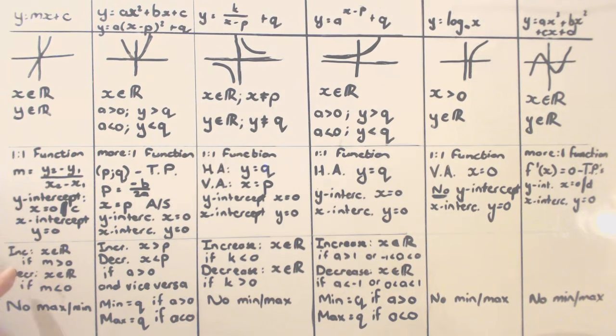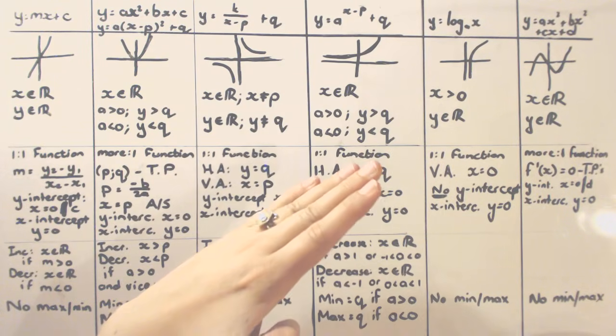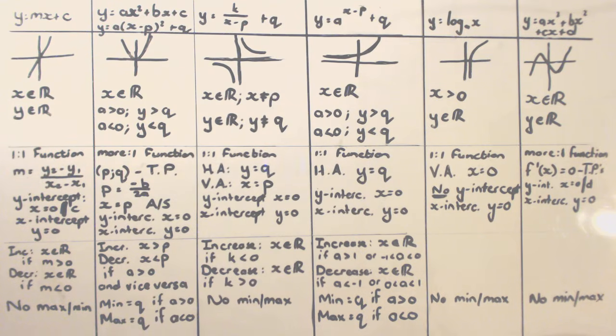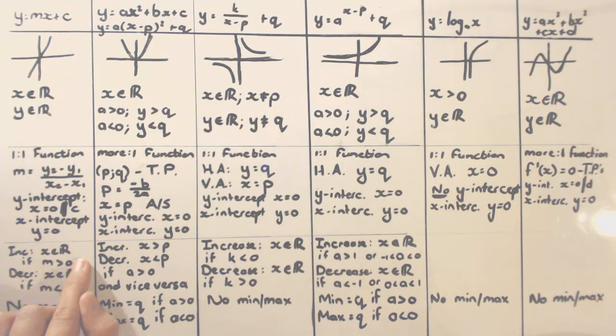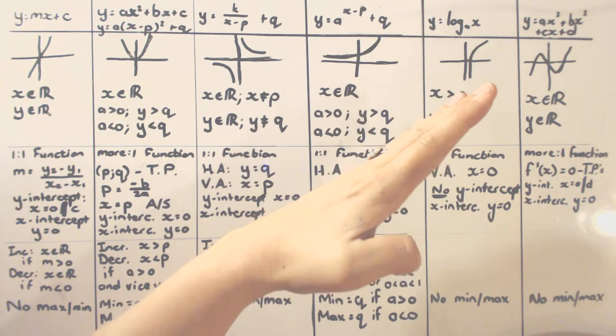So if my m value is positive, then the graph is like this. Then the graph will increase for all values of x. So if they say state whether this graph increases or decreases and for what values of x, those are the two things. Does it increase or decrease? And then for what values of x? Now, if the graph looks like this, or the m value is positive, my gradient is positive, then for all values of x, the graph is increasing.